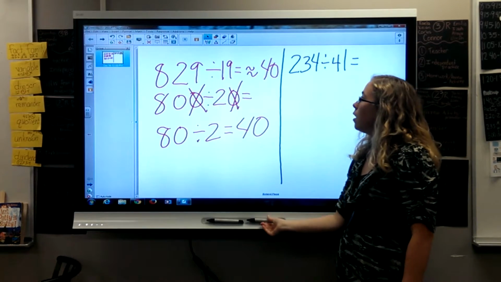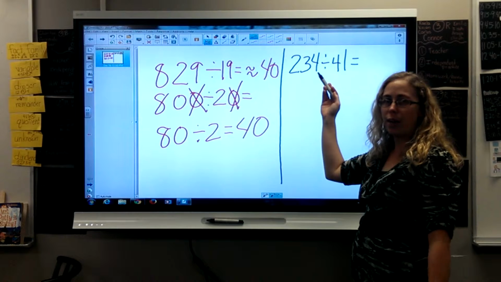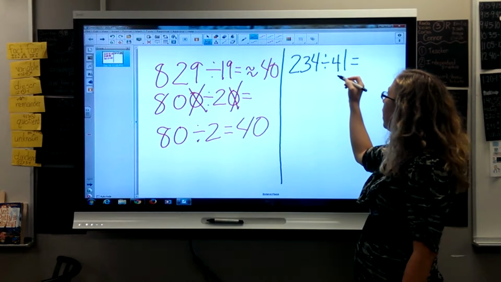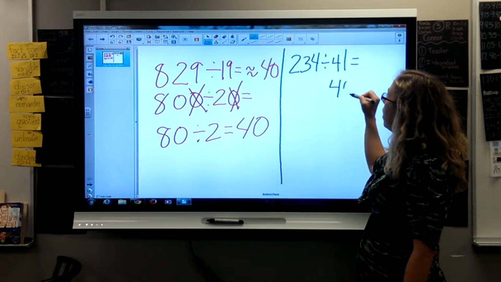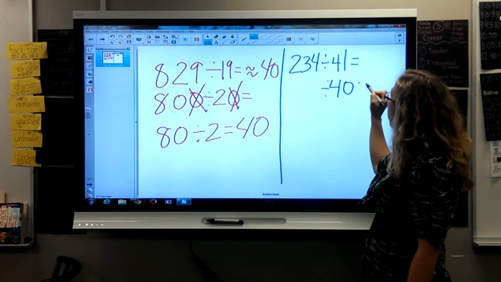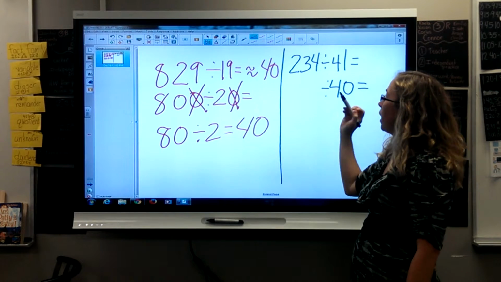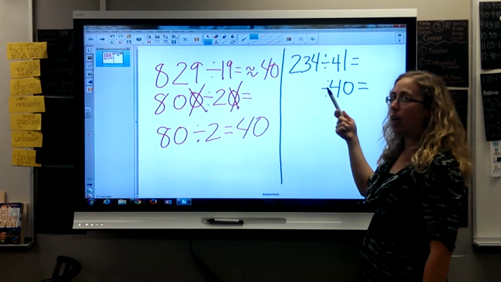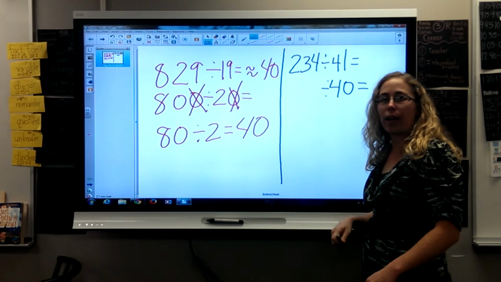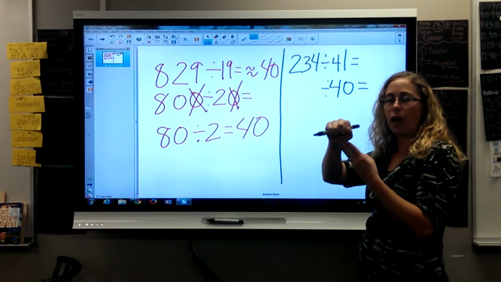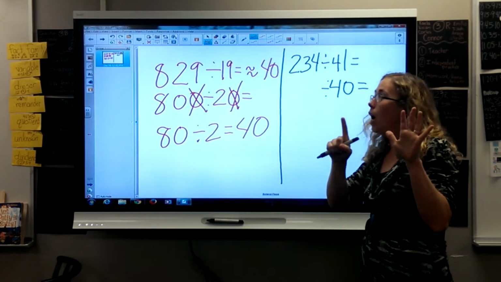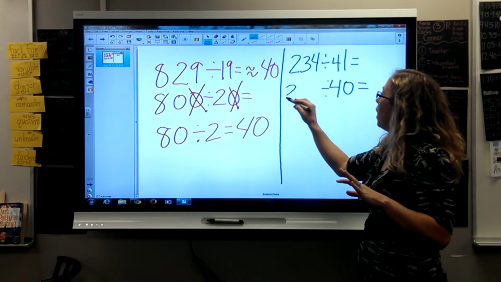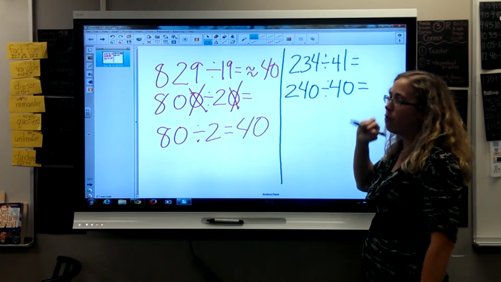Now another way to do it is not necessarily to round the dividend to the nearest 100, but to a compatible number. So remember, we start off rounding the divisor to the nearest 10, so 41 would turn into 40. And we have to think, what could we change 234 to so that we can easily divide it by 40? Another way to think of it is, what can we change 23 into so that we can divide it by 4? Well, if we start counting by 4s, 4, 8, 12, 16, 20, 24, I know that if I can get 234 to 240, then it will be evenly divisible by 40.